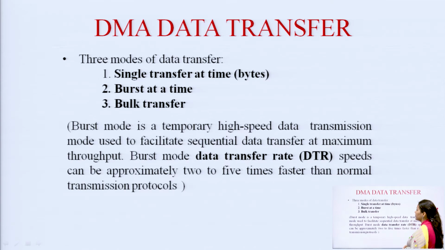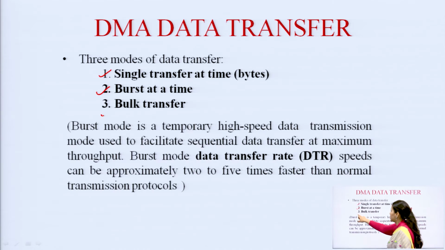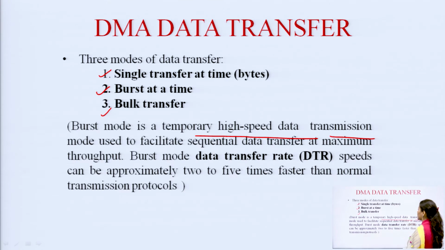So, what are the different modes of data transfer in the DMA? First is the single transfer at a time, that is byte by byte the data transfer takes place. Next is the burst at a time and the third is the bulk transfer. So, the burst mode is a temporary high speed data transmission mode to facilitate the sequential data transfer with maximum throughput.